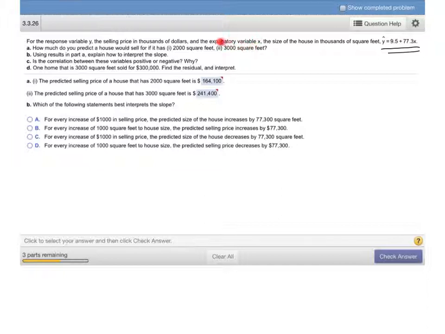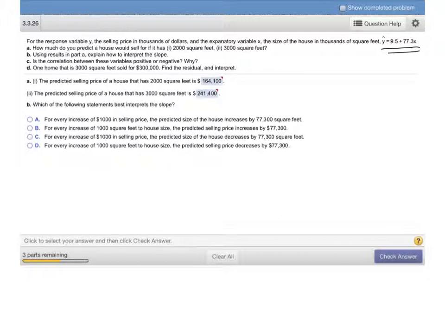Similarly, it says the explanatory variable X is the size of the house in thousands of square feet. So if we have a 2,000 square foot house, then our X should be 2, because the number 2 followed by thousands of square feet would then describe the house. So we have to pay attention to the units to make sure that we're reading the question correctly.